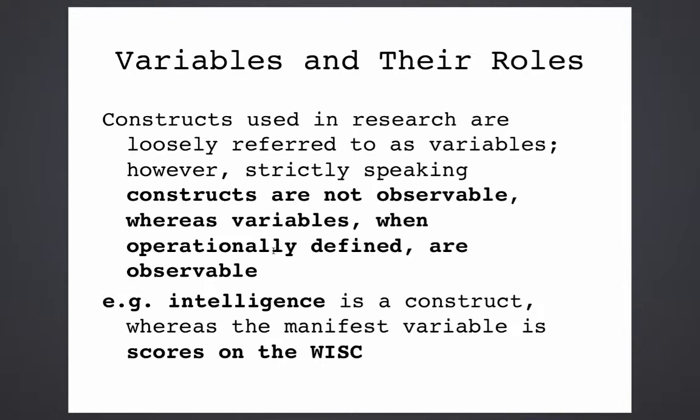When we go to the point of actually conducting a quantitative study, and I should say that when we talk about variables and their roles, we're really situating ourselves within quantitative inquiry. When we go to actually test our hypotheses and test our theories, that's when we need to move to the world of variables. Okay, so just to summarize, intelligence is a construct, whereas the manifest variable, or simply the variable, is scores on the WISC intelligence test.